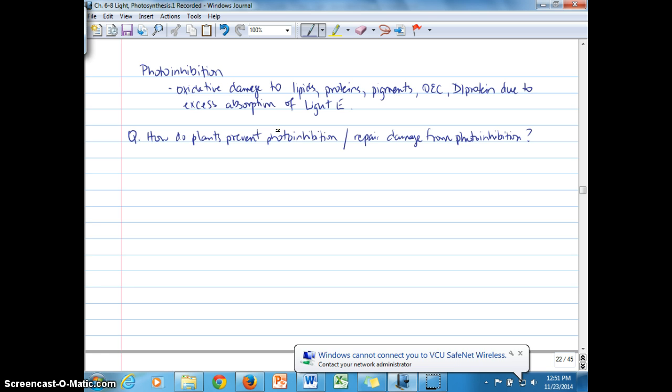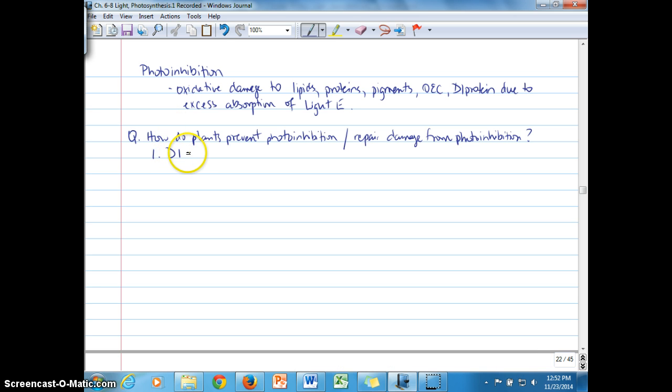Okay, so the first mechanism in place is referred to as the D1 repair cycle. And if you recall, there's a D1 protein complex and D2 protein complex within photosystem 2. So this is a protein in photosystem 2. And we'll start by saying that the components of photosystem 2 are basically more vulnerable to this oxidative damage.